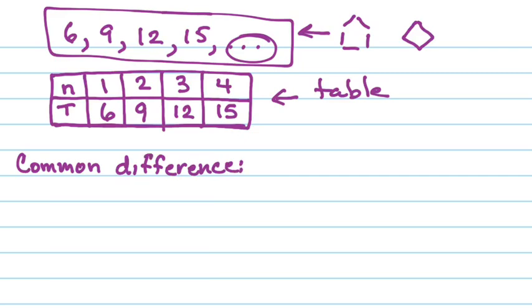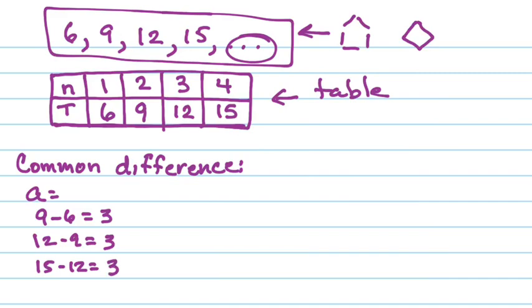And remember, we called that common difference A. So just start subtracting. 9 minus 6 gives us 3. 12 minus 9 gives us 3. 15 minus 12 gives us 3, right? Just remember, it's that one minus that one. Then just keep going, all right? And you'll notice that we do indeed have a common difference of 3. So we know that this pattern is linear.